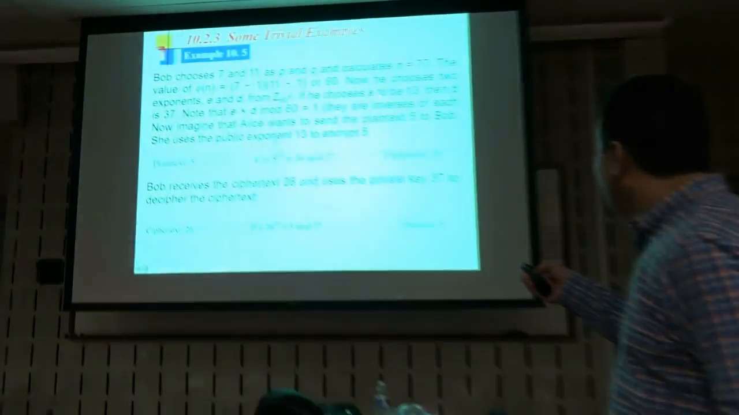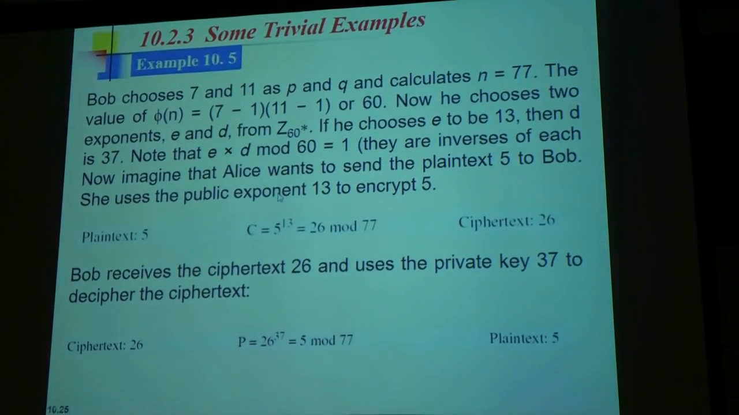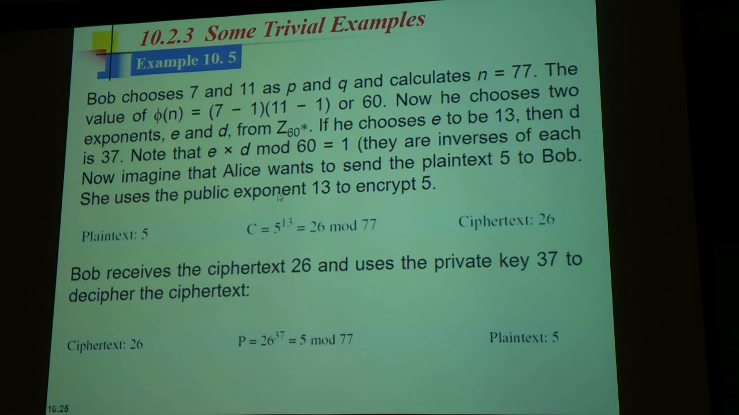So if he chooses E to be 13, then D is 37, because the multiplicative inverse of 13 in Z60 asterisk is 37. And you know how to calculate the multiplicative inverse, right? So if you multiply 13 times 37 mod 60, it will give you how much? 1. So note that E times D mod 60 gives you 1. They are inverses of each other.